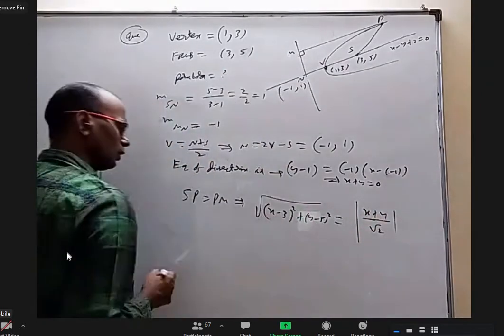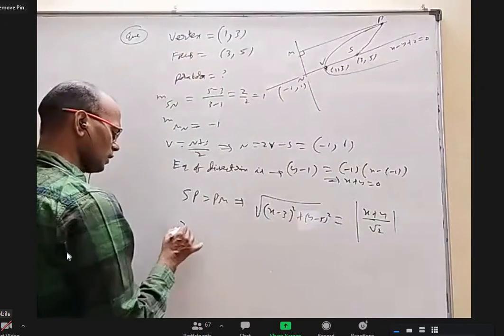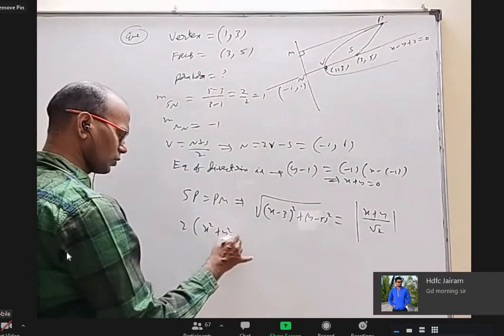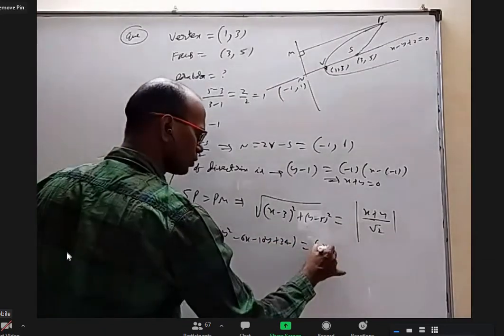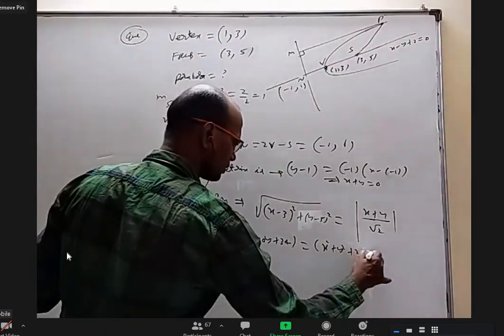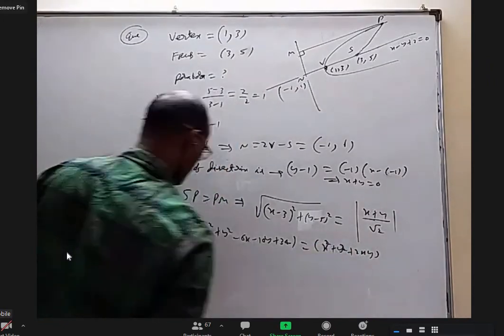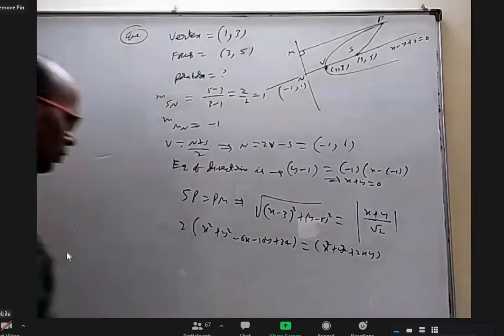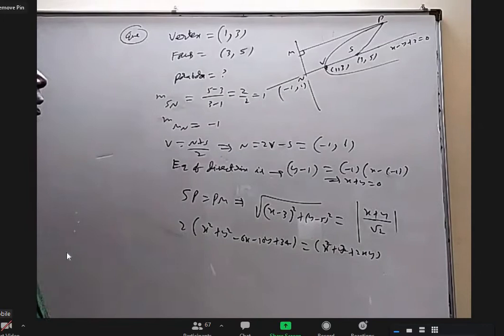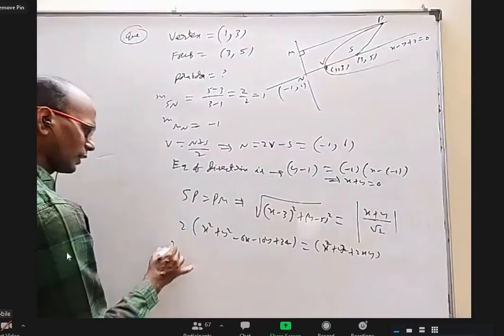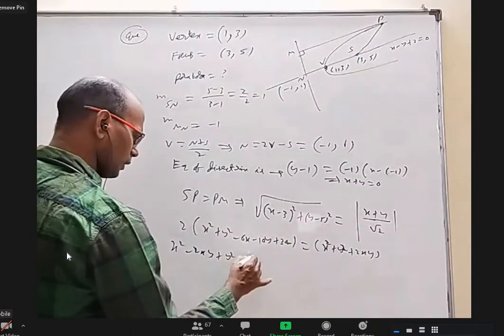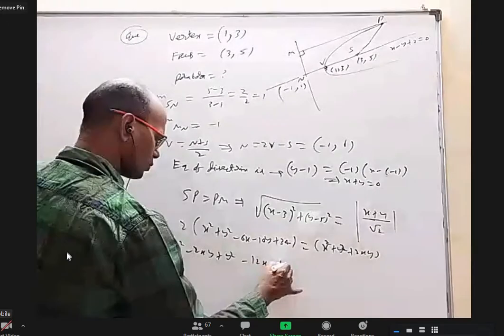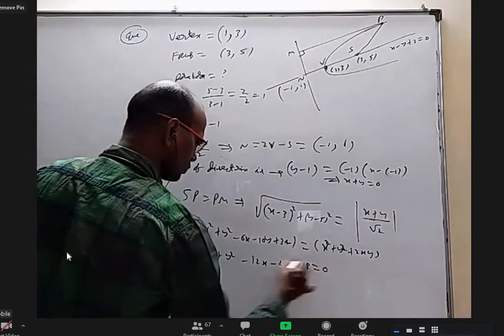Okay. I can square it on this side. I'll get 2 into x square plus y square minus 6x minus 10y plus 34 equal to x square plus y square plus 2xy. Okay. So here x square, y square terms are not getting cancelled. So you're getting x square minus 2xy plus y square minus 12x minus 20y plus 68 equal to 0.